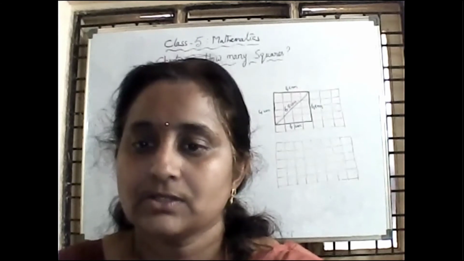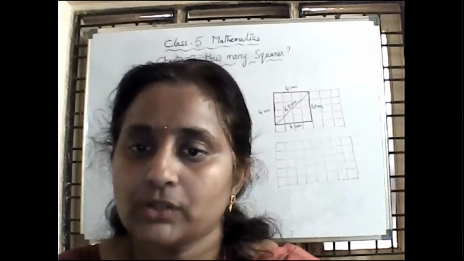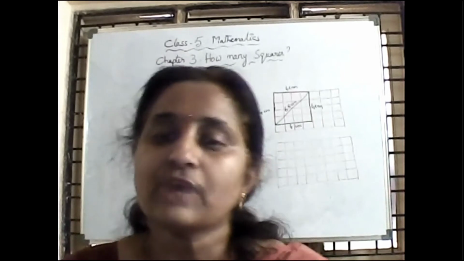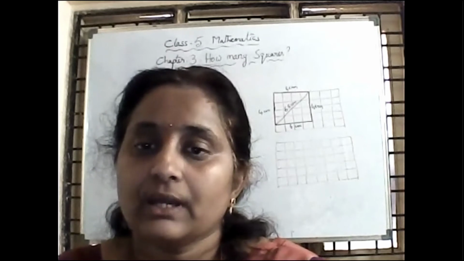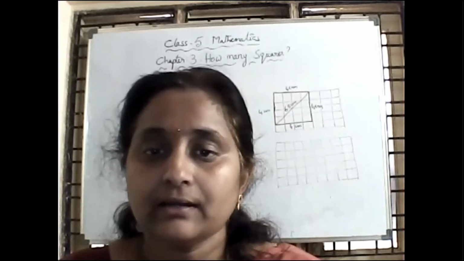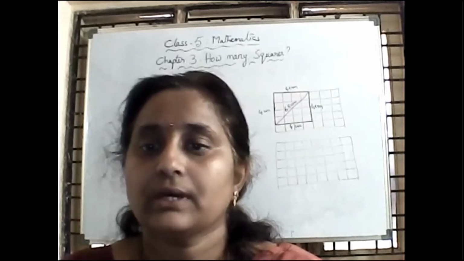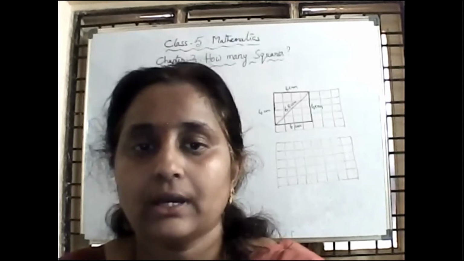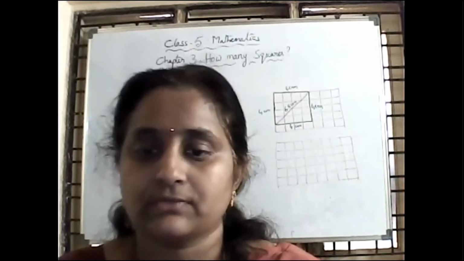Okay? So, what are we doing? We are doing the chapter How Many Squares. In the last class, what did we discuss? We discussed area and perimeter. Area by counting squares.